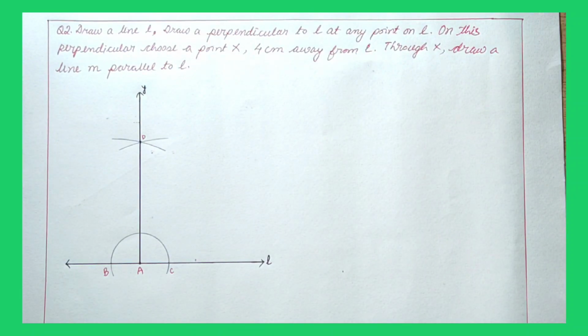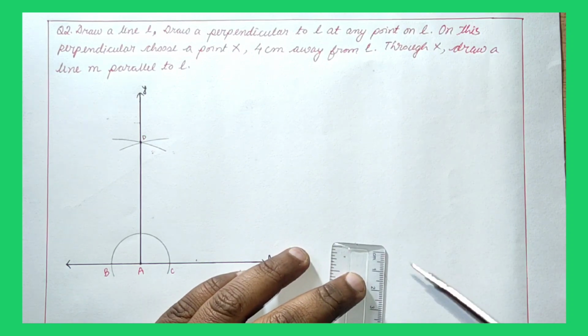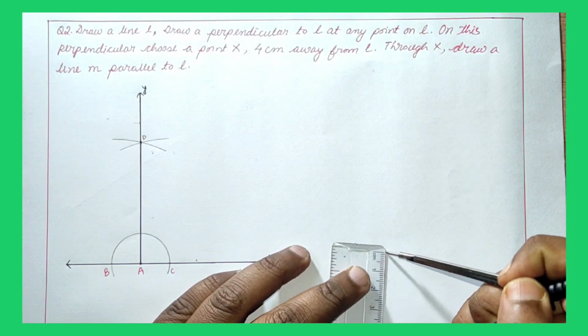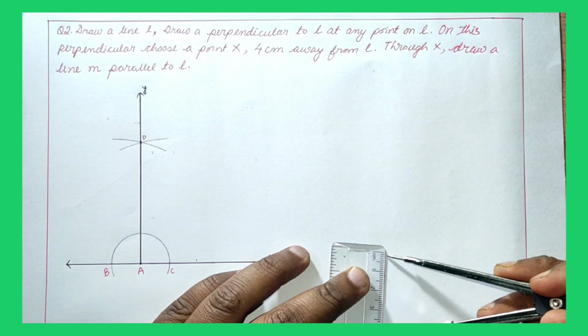Right. Now my perpendicular is drawn. Now they have told that on this perpendicular choose a point X 4 cm away from L. So on the scale I will measure 4 cm using my compass. I have taken 4 cm.